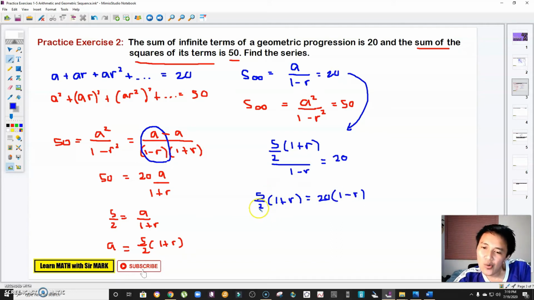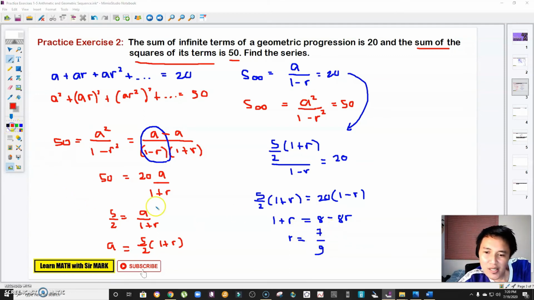And that's it. Cross multiply, this one will become 40 over 5, that will become 8. 8 times 1 minus r, that will be 8 minus 8r. Then combine like terms, so we have r equals 8 minus 1, which is 7, over r plus 8r, which is 9. Therefore, my common ratio is 7 over 9. So I already have a common ratio of 7 over 9.